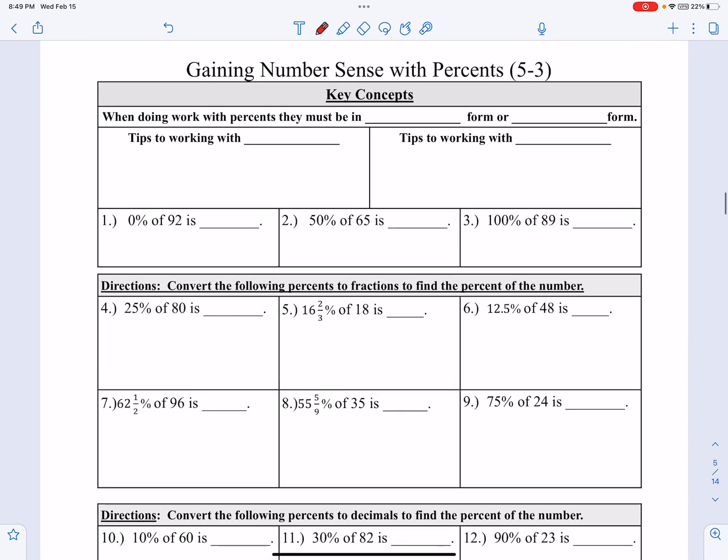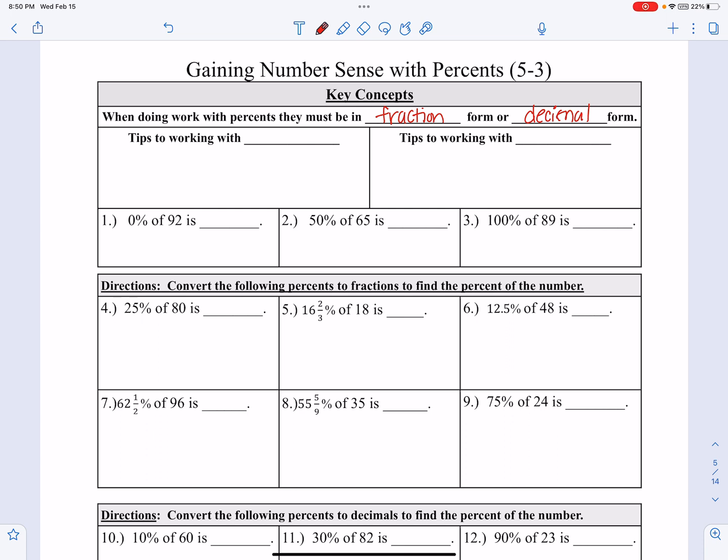You can use your fraction decimal chart as well with this, or you can do some work with the calculator as well, whatever works best for you. So when doing work with percents, like I said, we're going to be making sure that you turn them into fraction form to do work, or putting them into decimal form. Okay, so you have to convert those percents to fraction or decimal to then find the percent of a number. So we're going to start off with that fraction section.